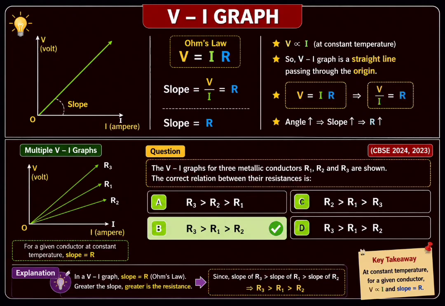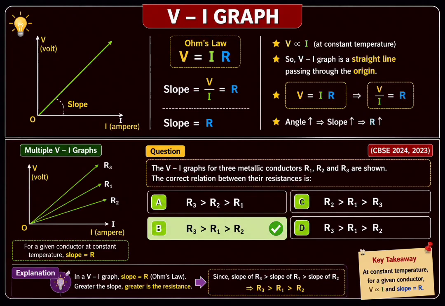Now, VI graph. Now let's understand the VI graph. In a VI graph, voltage is on the y-axis, current is on the x-axis. For a conductor obeying Ohm's law, the graph is a straight line passing through the origin. This shows that V ∝ I.